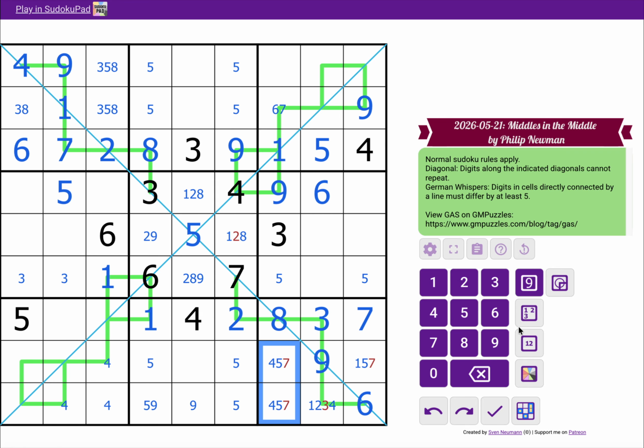That makes this a 4-5 pair, I believe. It's not a 7. This is not a 3. Since this is a 4-5 pair, this must be a 1. And this is a 4-5 pair. It can't be a 1 or 4. This has to be a 2. No, this has to be a 1 because it's next to a 6. This is a 1. And now this is a 5.